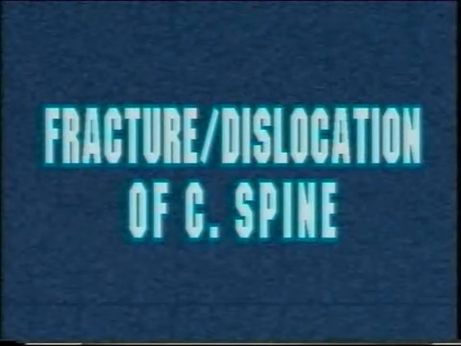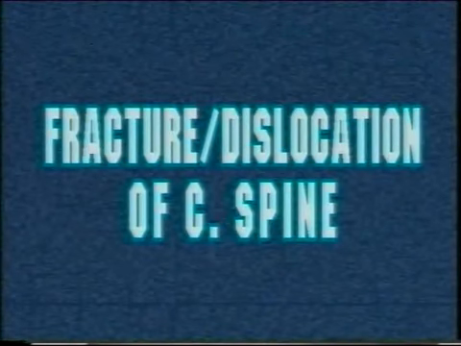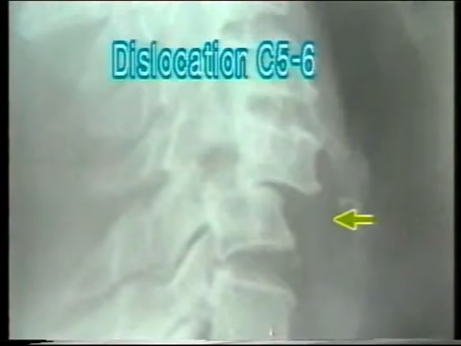Fracture dislocation of the cervical spine. Note the anterior dislocation of the fifth cervical vertebra over the sixth, in this case of traumatic quadriplegia after a fall from height. A close inspection shows no fracture of the vertebral bodies, but there is a dislocation.